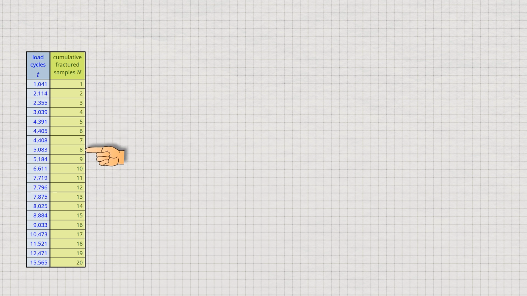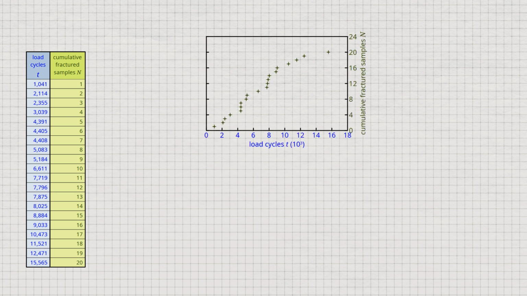After 5,083 load cycles, the 8th sample is broken, so that a total of 8 samples have failed by then. Finally, after 15,565 load cycles, all 20 samples are broken. The total number of samples that have fractured up to a certain number of load cycles is also referred to as cumulative frequency. The result of the test can be represented by plotting the cumulative frequency of fractured samples as a function of the number of load cycles.